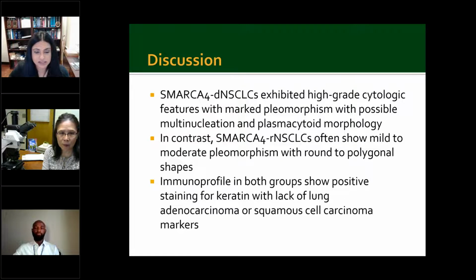So moving on to the discussion. In summary of some of the things that we've discussed, this SMARCA4 deficient non-small cell carcinoma category, these tumors exhibited high-grade cytologic features with marked pleomorphism, possible multinucleation and plasmacytoid morphology. Dr. Lin also mentioned the rhabdoid morphology can sometimes also be a clue that you're dealing with one of these tumors. In contrast, in the retained group, we often saw mild to moderate pleomorphism with round or more polygonal shapes rather than plasmacytoid or spindled shapes. So that could be a clue that you're dealing with one of these tumors.